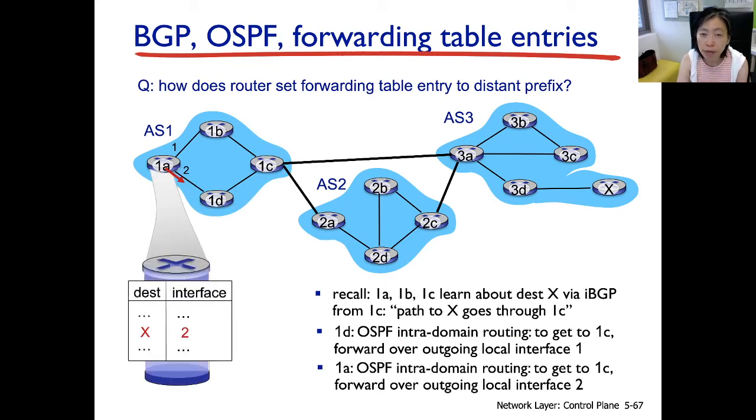Similarly, let's try to derive again for 1A. 1A knows that for destination X, it should be forwarding packets towards router 1C. So let's call intra-AS routing and find out from OSPF what is the shortest path to 1C, and which link, is it 1 or 2, is on the shortest path? We'll get 2 here, and 2 here would forward packets to 1D, and 1D, as we saw earlier, will be forwarding packets over this direction and reaching 1C. Therefore, going backwards and reaching destination X.